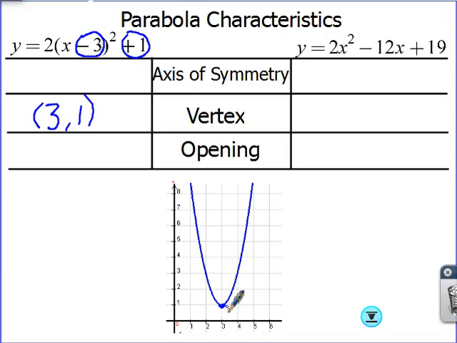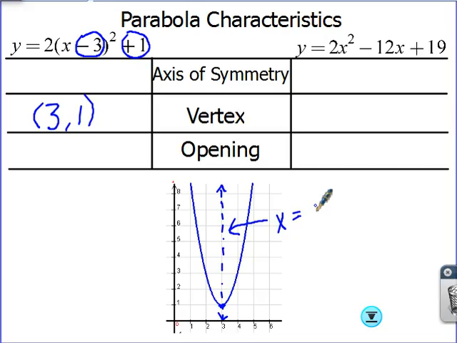The axis of symmetry. Folks, the axis of symmetry is a line, and hopefully you remember this from back in 2nd, 3rd grade. An axis of symmetry, or a line of symmetry, is simply a line that cuts a shape perfectly in half, whatever shape you have. For this parabola, notice it is a vertical line. Vertical lines look like this, x equals some number.